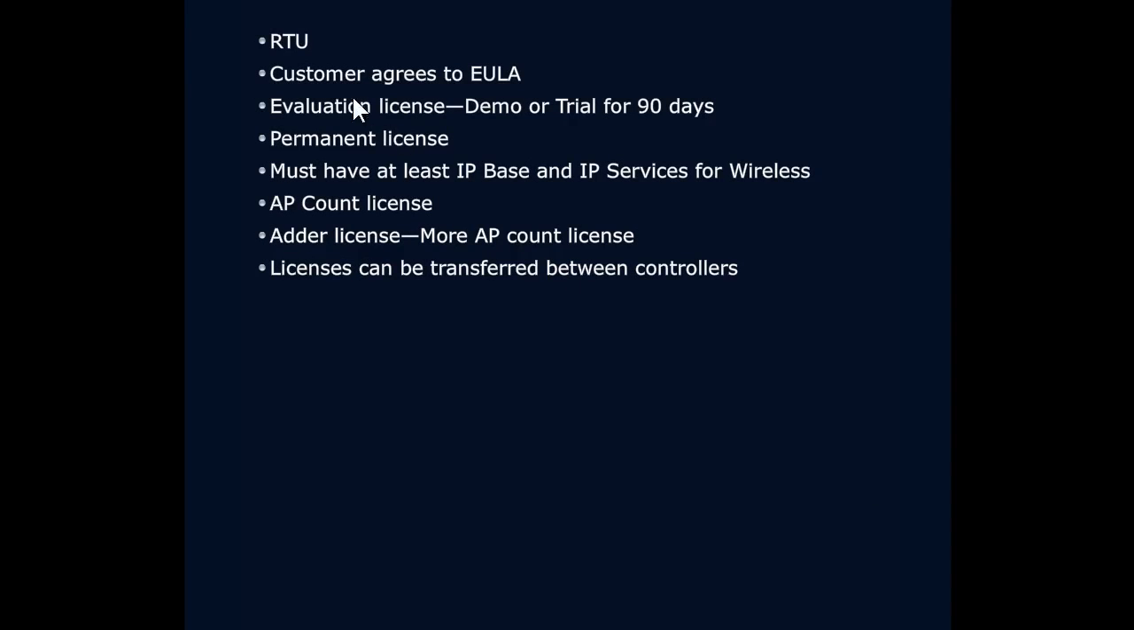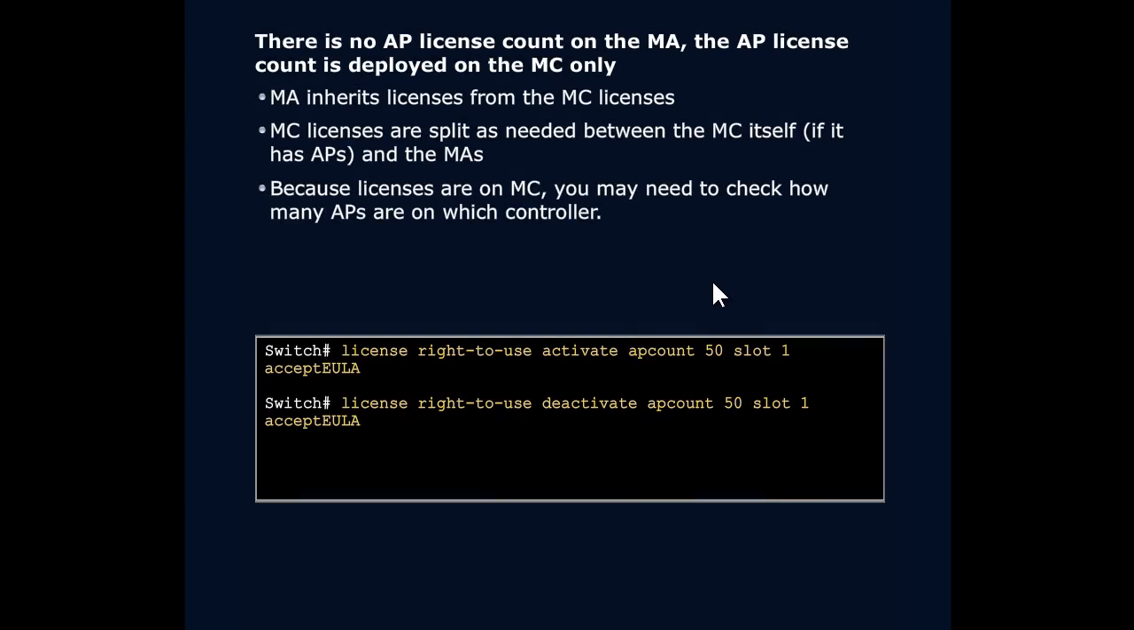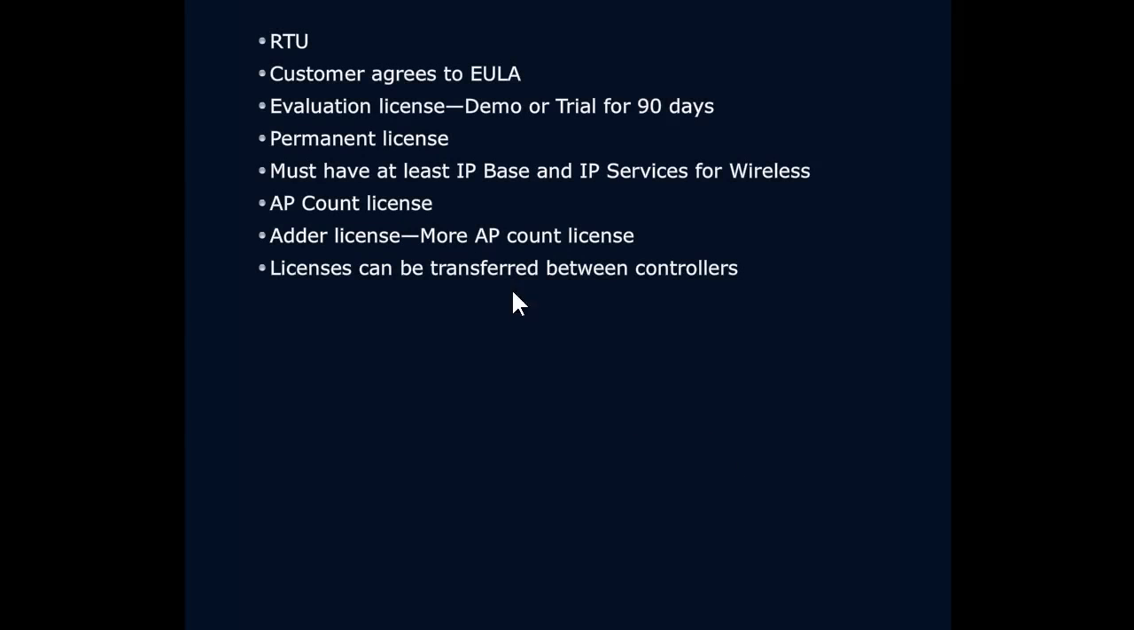When we look at these right-to-use licenses, there are different types of licenses. IP Services, for example, is one that you will need, or an IP Base, in order to support wireless, and then access point count licenses for each of the access points. You can have them be pre-installed when you order, or you can add additional licenses. You can also activate at any point an evaluation license to try that out, a demo or trial for up to 90 days. Again, in that command line syntax that we were looking at right here, we can activate the evaluation version right there, and then that'll be able to support the evaluation needs that we have.